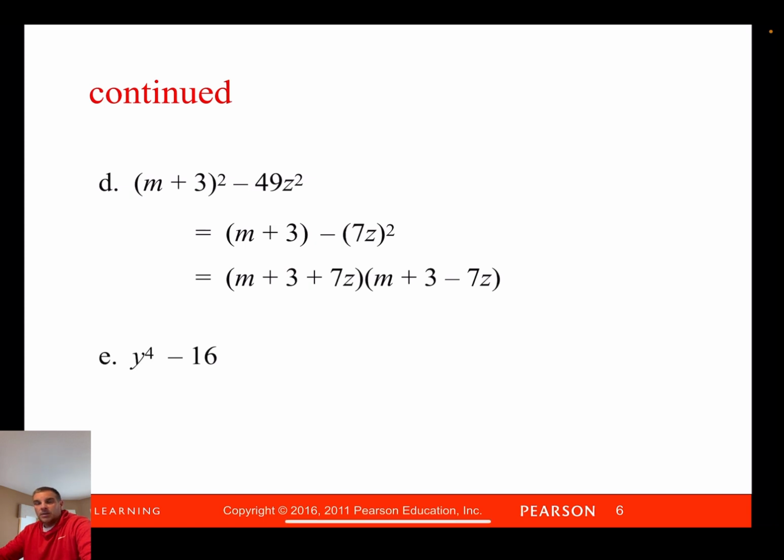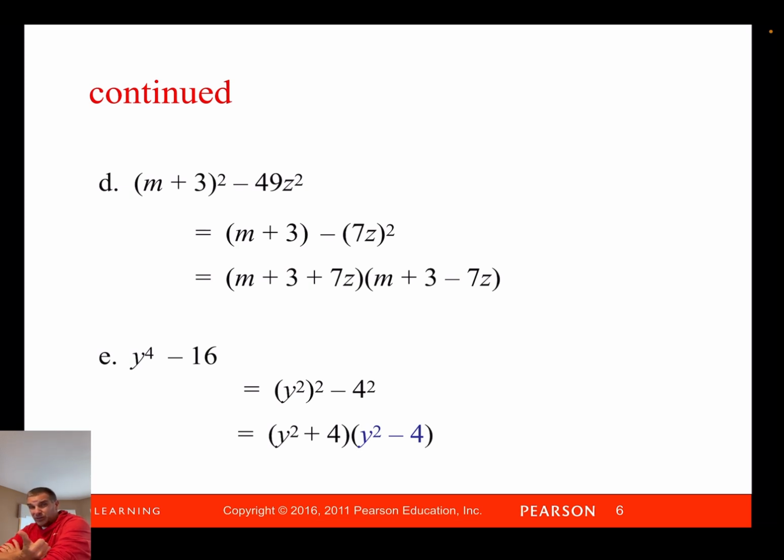Okay? What happens when you have a y to the fourth? Well, y to the fourth is a perfect square. Anytime you've got a variable to an exponent that's even, it's a perfect square. To get the square root of it, you just divide the exponent by 2. So if we look at this, the square root of x to the fourth is x squared. The square root of 16 is 4. So this becomes x squared plus 4 and x squared minus 4.